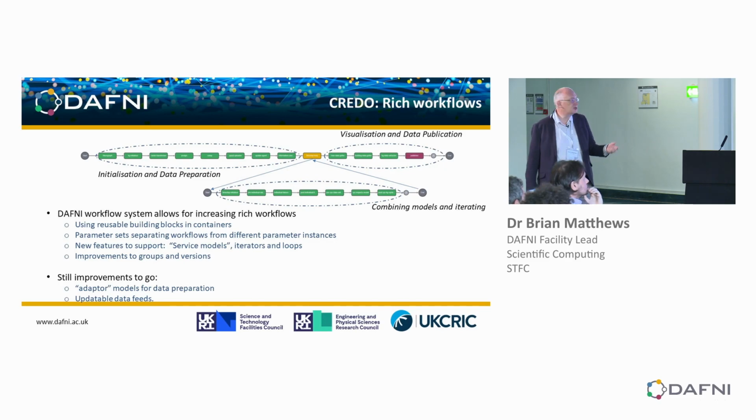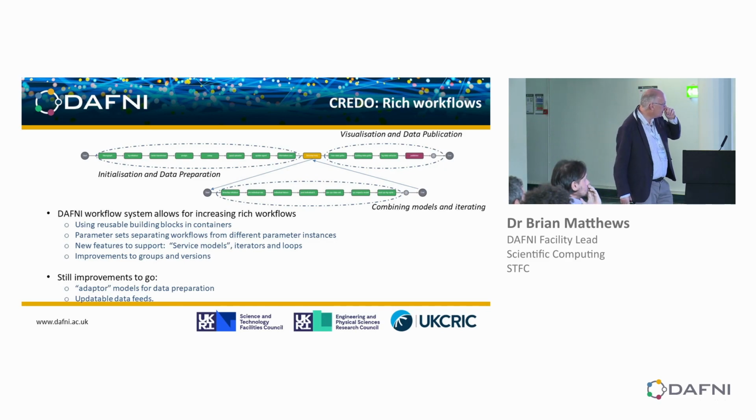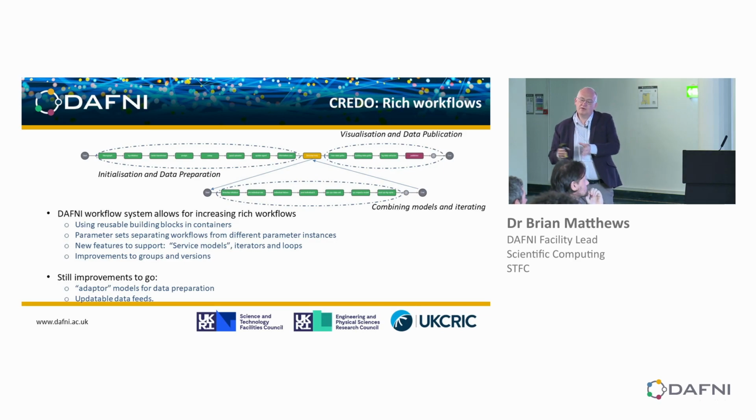So this workflow system is proving increasingly rich, and we've done quite a lot of work in this area over the last year, particularly on making this more flexible by separating the parameters you use in the workflow from the actual workflow itself, using what we call parameter sets. There are also new features, particularly what we call service models, which are long-running processes, typically databases that run through the system, and iterators and loops. And also things that seem quite simple but really help the user, like improvements to the way we handle groups and the way we do version control.